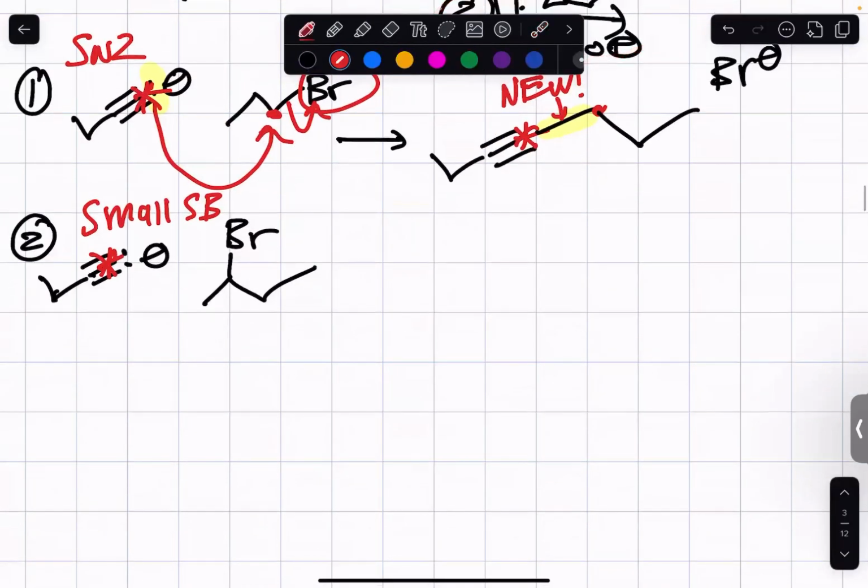Okay. So if this is a small, strong base, and let's say this is hydrogen A and hydrogen B, which hydrogen would the small, strong base grab?